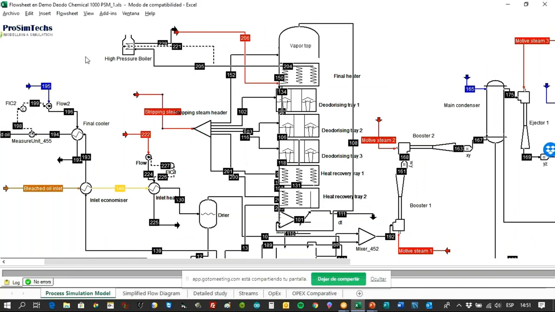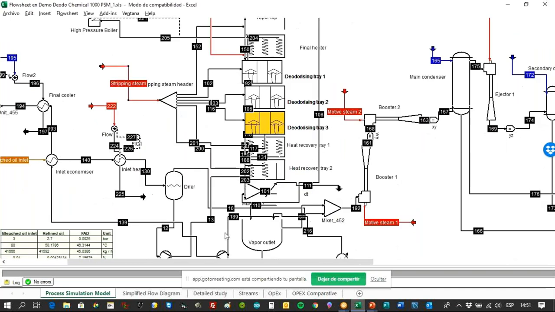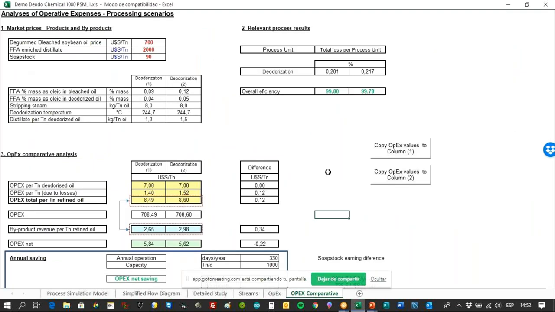Okay, while the model is executing, we are going to compare these two different processing scenarios, in one case a higher free fatty acid content. This last sheet allows us to compare the OPEX that we have in two different simulation runs. So in this first column is the OPEX that we have if we consider a free fatty acid content in the bleached oil of 0.09%, and this second one will be the 0.12 mass percent of free fatty acid.